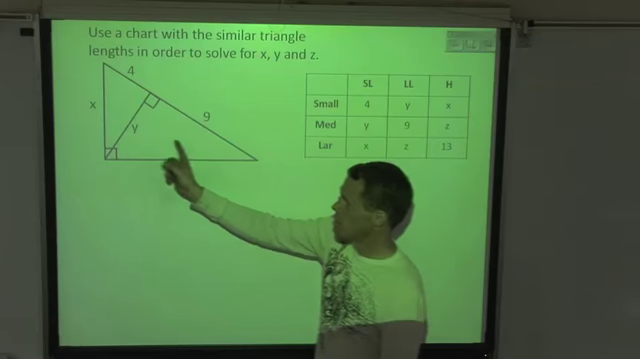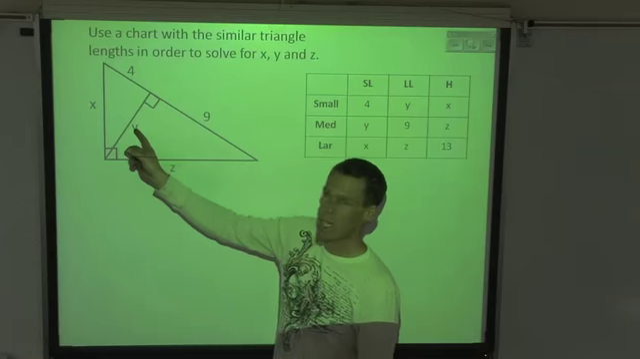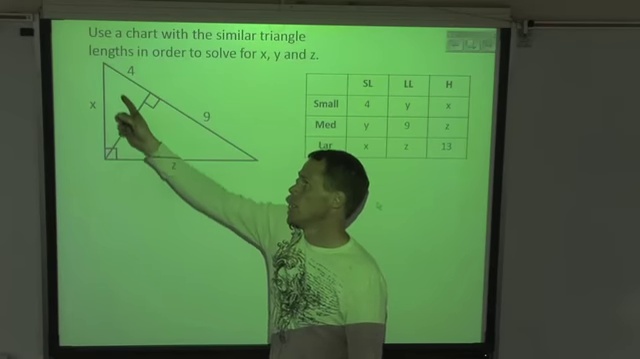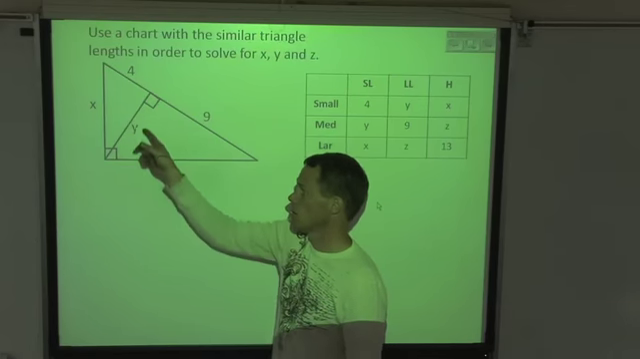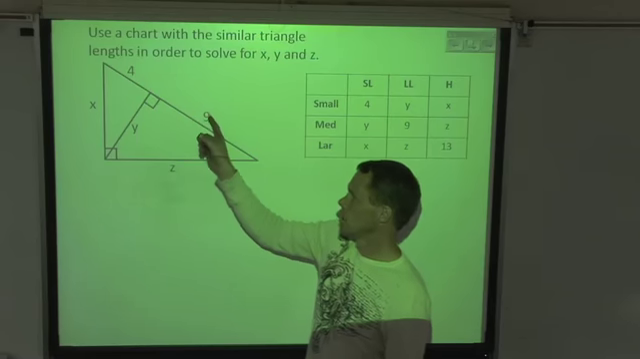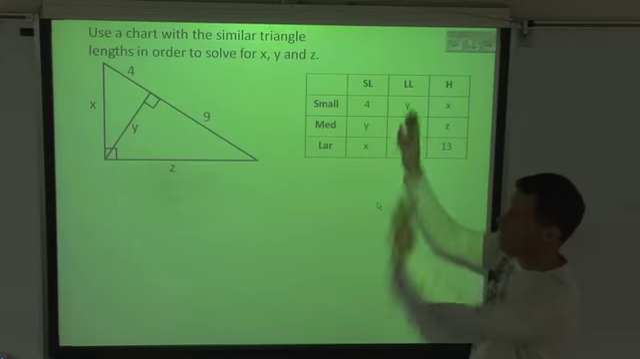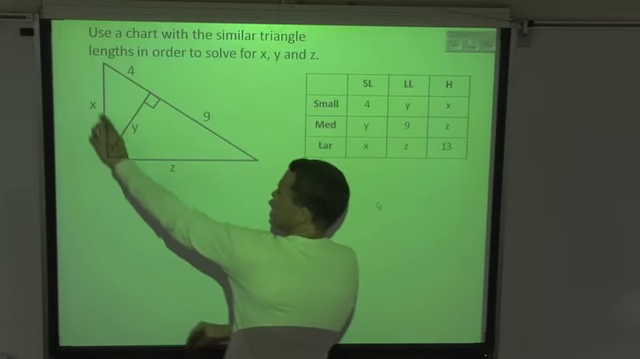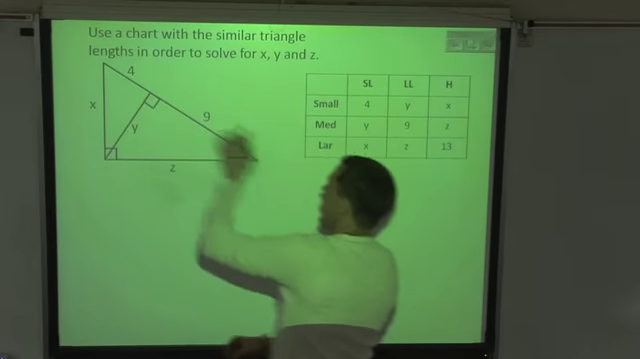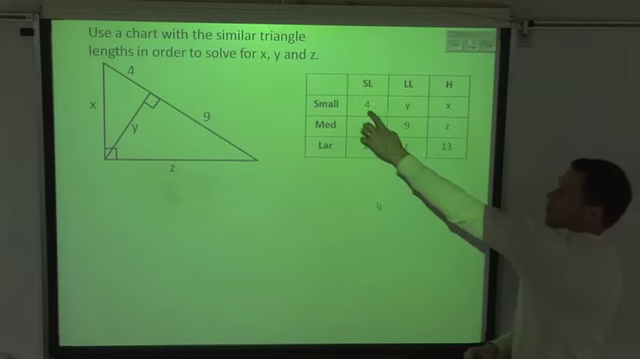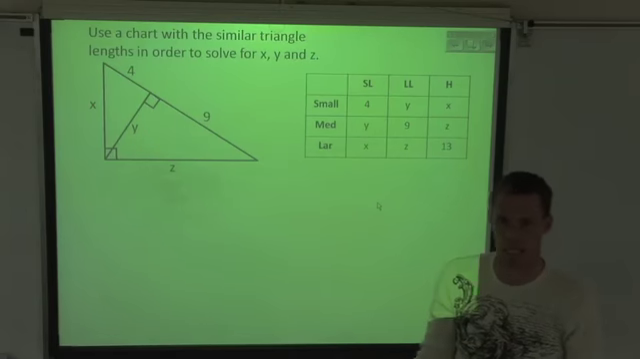Medium triangle. This is tough. Is this the short leg? Is that the short leg? I don't know. Well, if y is the long leg of the small triangle, it can't be the long leg of the medium triangle because it's across from different angles. So, short leg, long leg, hypotenuse: y, 9, z. In the big triangle, x is actually the smallest side, z is the medium, and 4 plus 9 is the hypotenuse. 4 plus 9 equals 13. Y, y, x, x, z, z. It always works out like that.